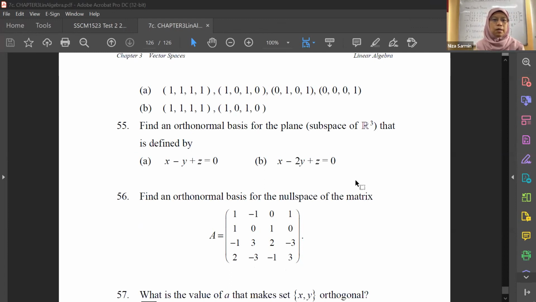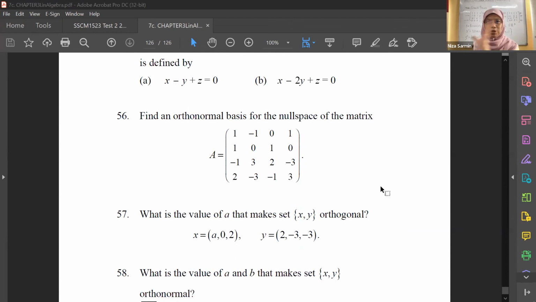Okay, number 55. So you have to find the plane defined by that. So you have to solve that equation. Okay, of course you will have 2 free variable. From those 2 free variable, you will get, take out K1, take out K2, you will get 2 vectors. That becomes 2 vectors, and then you find it orthonormal. Try dulu.